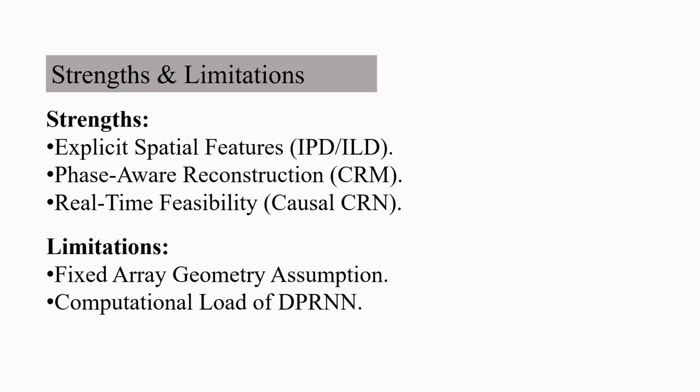However, there are limitations. Our model assumes a fixed 2-microphone geometry. If the distance between microphones changes, the spatial features would shift, requiring retraining. Additionally, while accurate, the dual-path RNN bottleneck is computationally heavier than simple CNNs, which is a trade-off we accept for better audio quality.